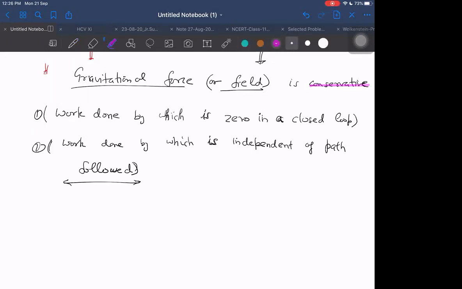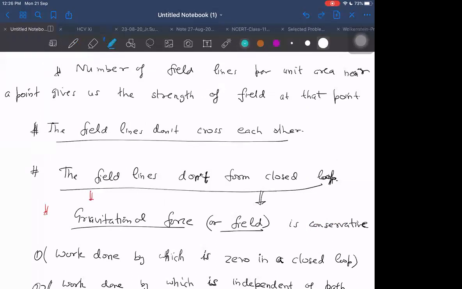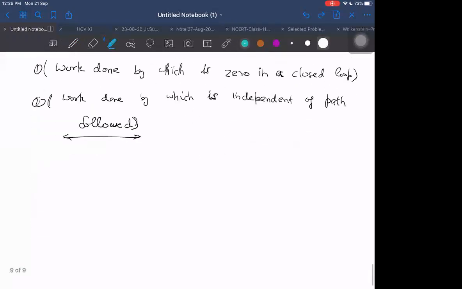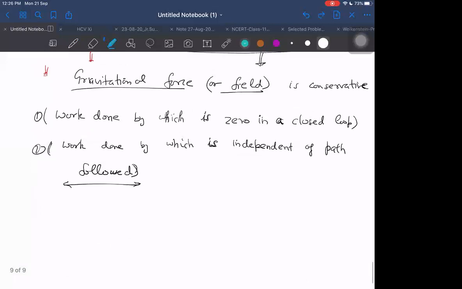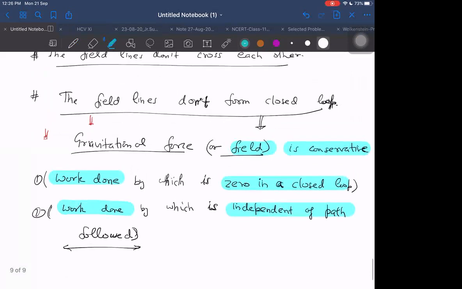See, being conservative or not being conservative, these are all related to each other. What are the things related to each other? Work done independent of path, work done zero in a closed loop, or the field is conservative. All these are the same thing only.